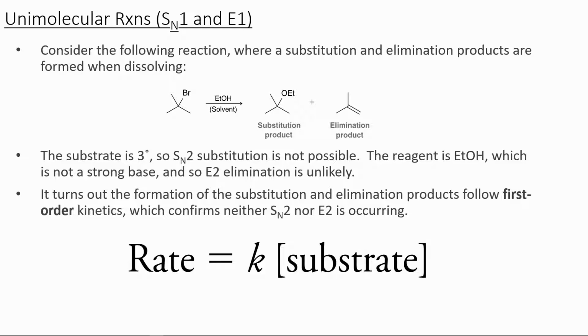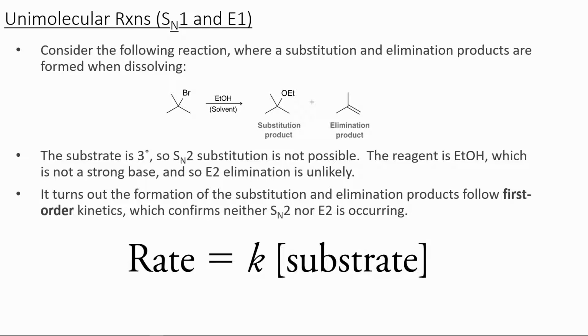We're still able to form a substitution product and an elimination product from this molecule, but we're going to be looking at first order kinetics, where only the concentration of the substrate is important. So this is a new mechanism that the reaction is going to undergo. The substitution product and the elimination product are formed from SN1 and E1 mechanisms.